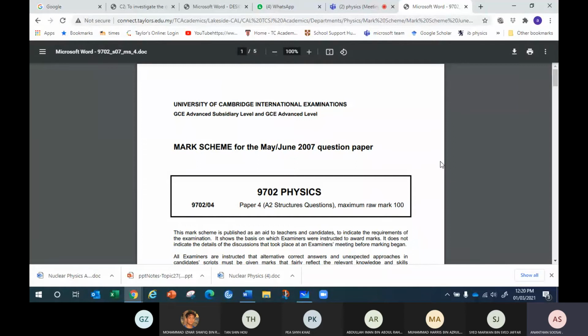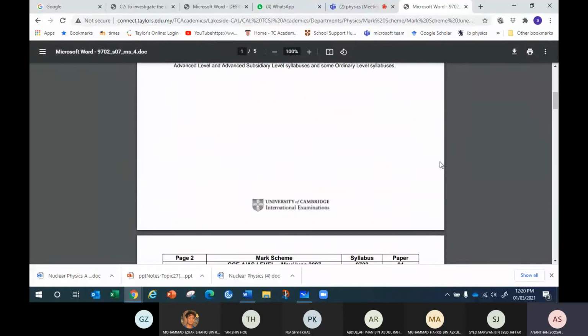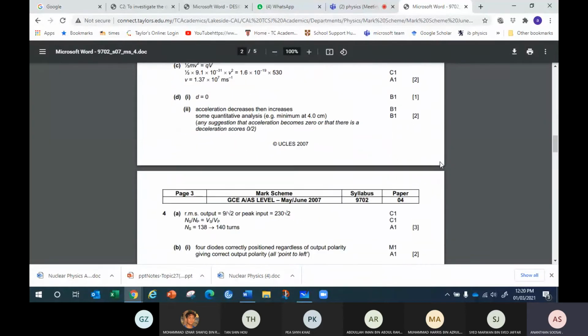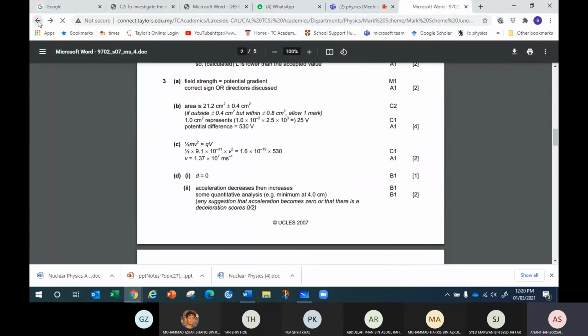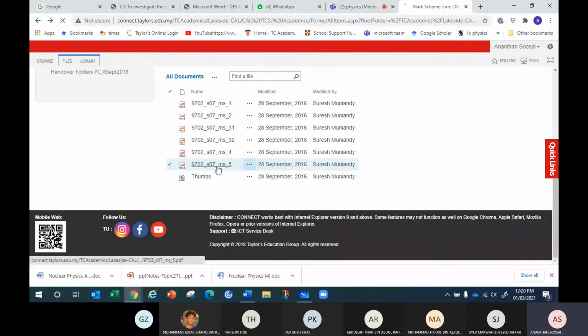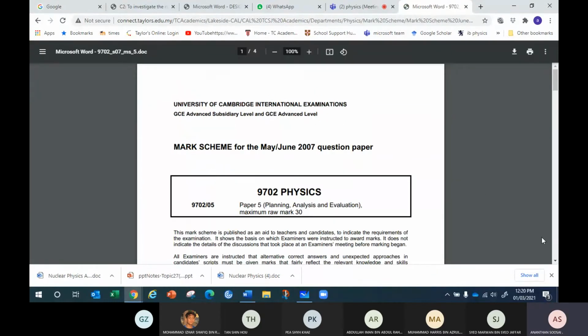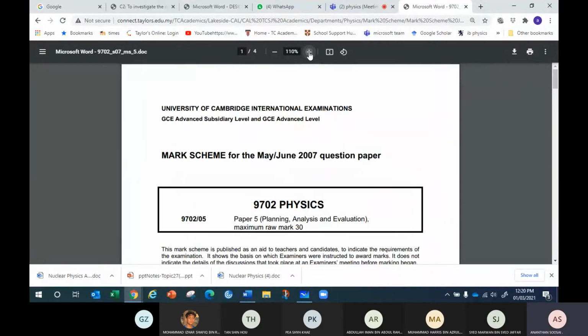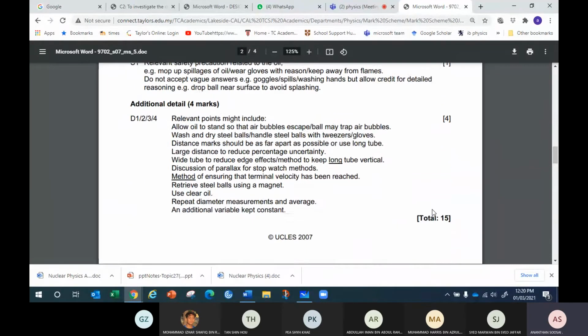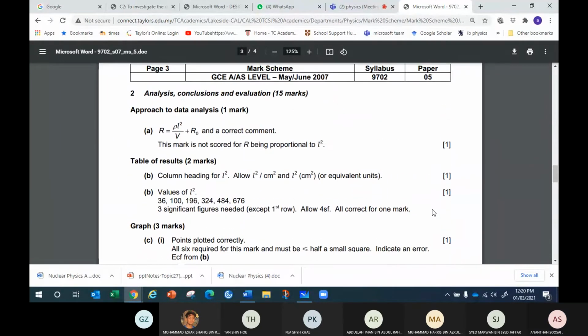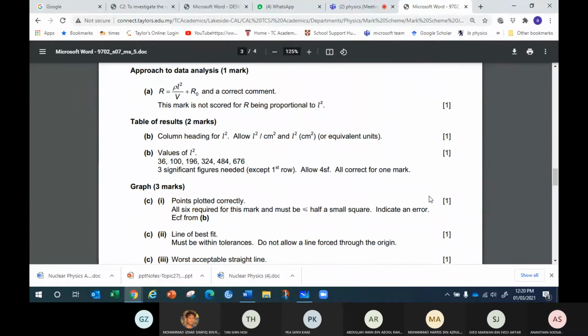Okay, so I hope your graph is with you. So this is your paper 4. Paper 5, right? Okay, so let's recheck the mark scheme. So we go concurrently.